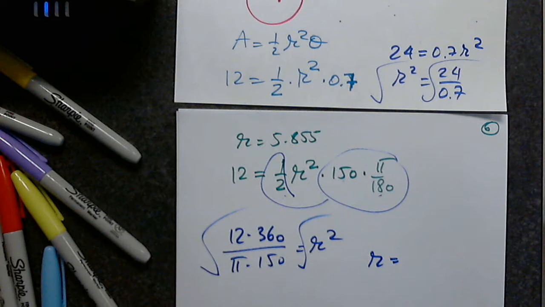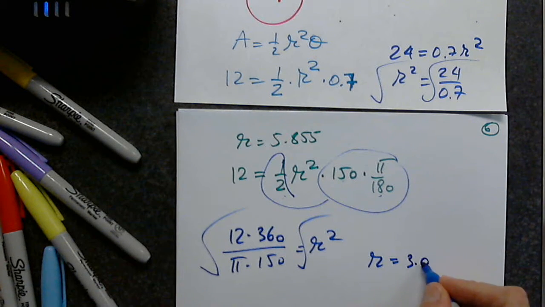So the square root, you know me, I have to put parentheses. So 12 times 360, and divide by pi, and further divide. Be very careful how you do it here, or you put enough parentheses. Further divided by 150. So the answer is 3.03.